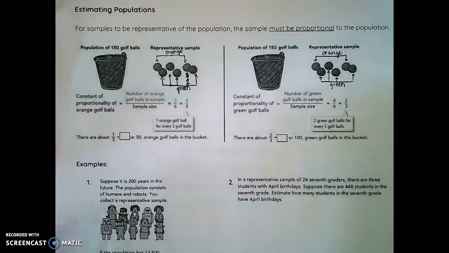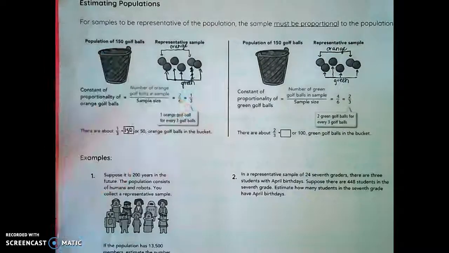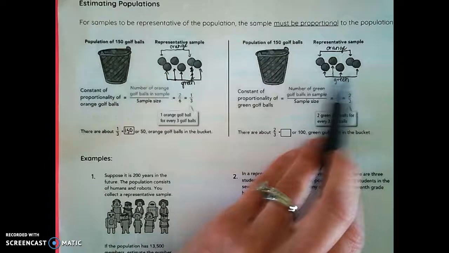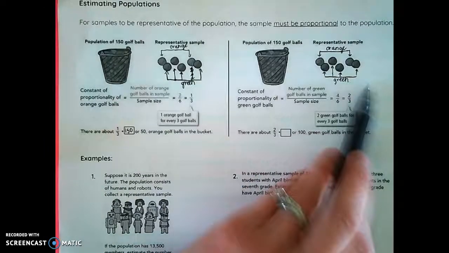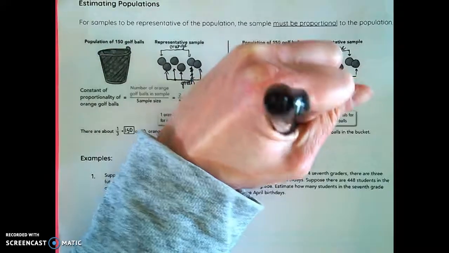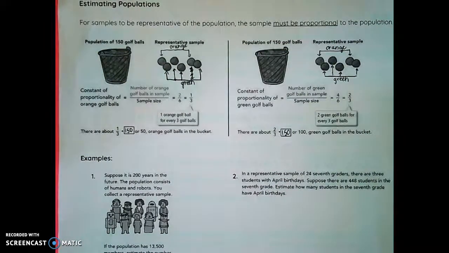Now if I wanted to figure out how many are going to be in the basket overall, I can take that fraction, 1 out of 3, and multiply it by my total number of golf balls, which is 150, to see that I would have probably about 50 orange golf balls in the bucket, as long as it is a representative sample. Now I can do the same thing with green golf balls. There's 1, 2, 3, 4 green golf balls out of a total of 6. That's 2/3. 2/3 times 150 gives me a total of 100 green golf balls in the bucket. So using a representative sample, you can make predictions about the population as a whole.